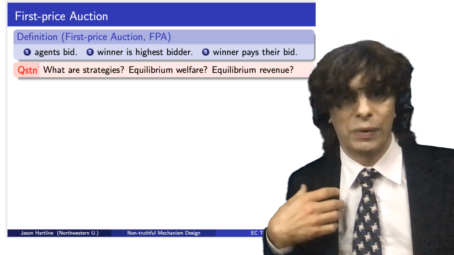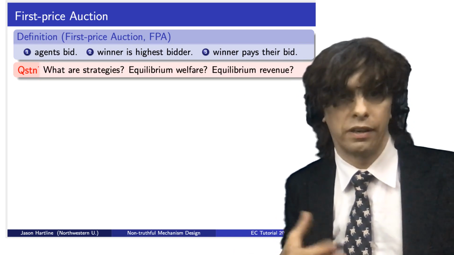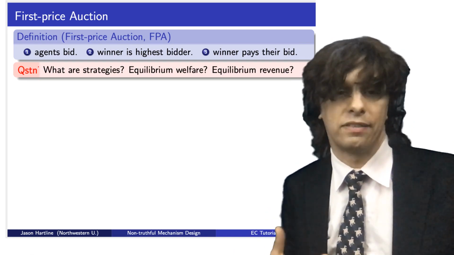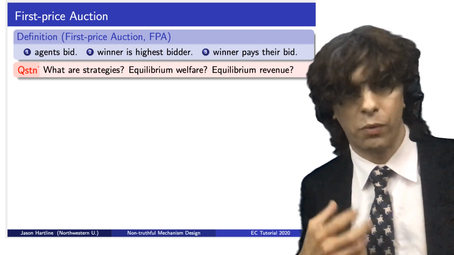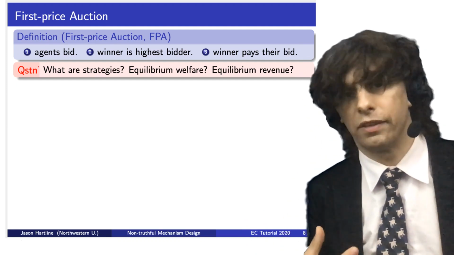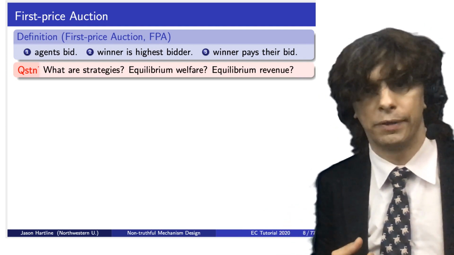Great. So we'd like to analyze this auction similarly, but in this auction, understanding what bidder strategies are good is more challenging. So we're first going to try to answer the question of what are good strategies, and then we'll use our answer to that to identify the welfare and revenue in equilibrium.